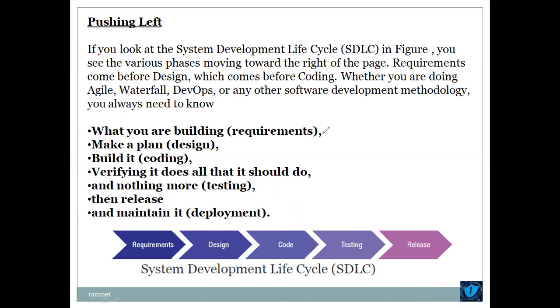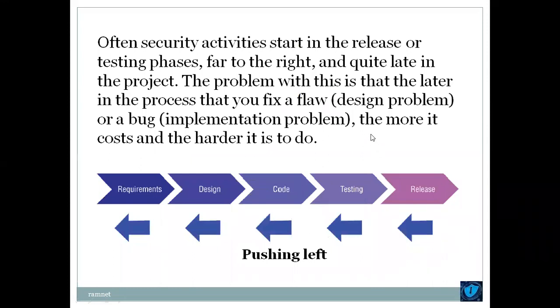But what actually happens, let me go to the next slide. Often security activities start in the release or testing phases, where the security things are discussed far to the right and quite late in the project. Everything is over, and then people do certain security things. They look for security. The problem with this is that the later in the process you fix a flaw, which is a design problem, or a bug, which is an implementation problem, the more it costs and the harder it is to do. That is the problem. This is called pushing left.